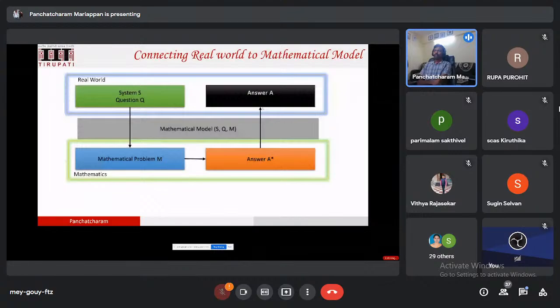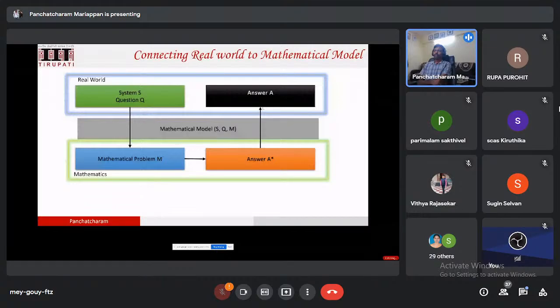So as I mentioned, connecting the real world to the mathematical: you have a real world problem, you have a system, you have a question. From that question, you are going to develop a mathematical model, and from that you are going to have a mathematical problem. It may be a simple linear algebra problem, or a partial differential or ordinary differential problem, or a stochastic, probability problem. Many problems it can be.